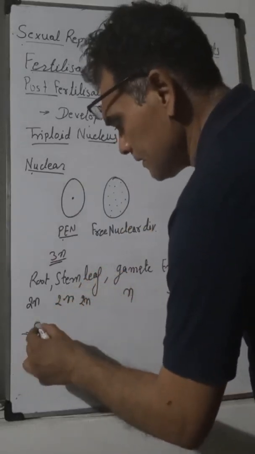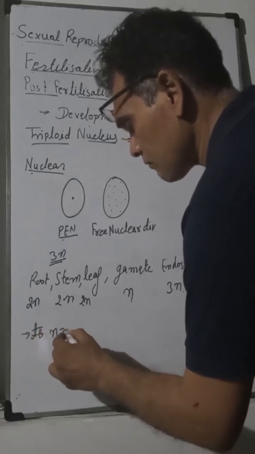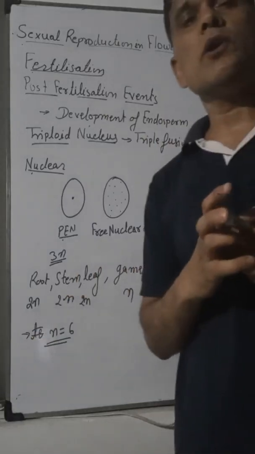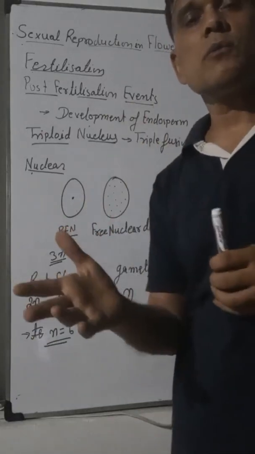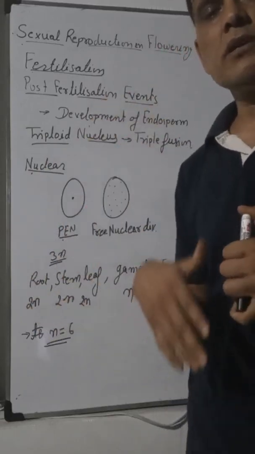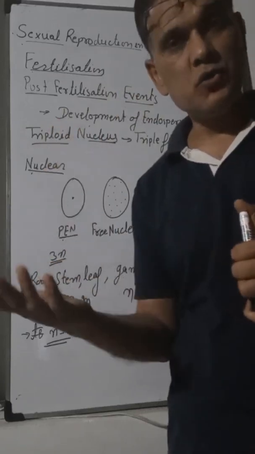If in a plant n equals 6, how many chromosomes are present in the leaves, how many in the roots, how many in the gametes, and how many in the endosperms?